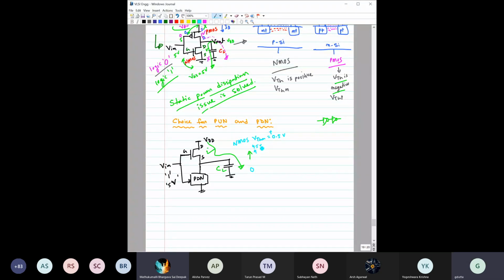Now the question is, can this potential go beyond 4.5 volt? Can anyone answer? Can this potential go beyond 4.5 volt? Of course, no. Because to make this transistor on, you have to have at least a VTH drop in here, right?